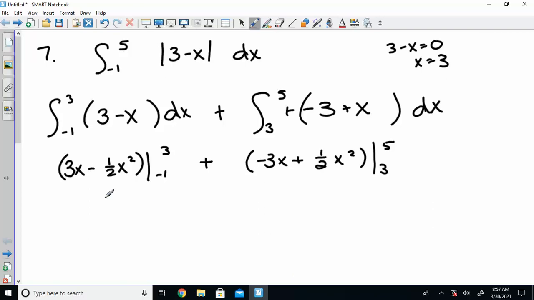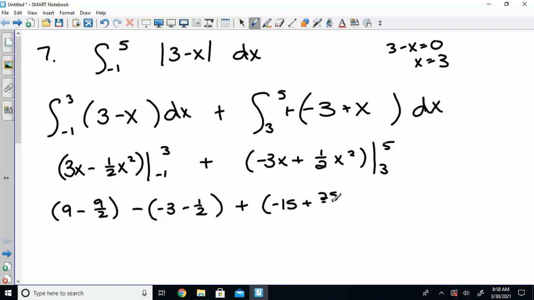Now we start evaluating. So if I put in a 3, I get 9 minus 9 over 2. Minus, if I put in -1, we get -3 minus 1/2. Okay, for this one, if I put in a 5, I get -15 plus 25 over 2. Minus, if you put in a 3, you get -9 plus 9 over 2.